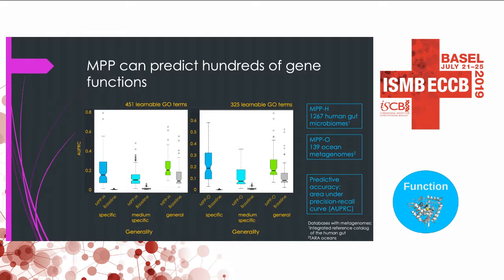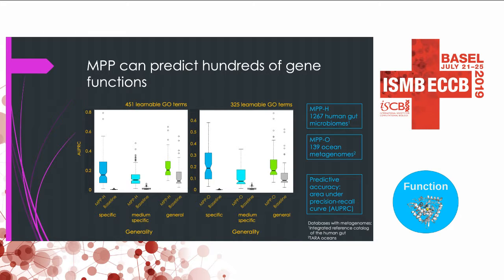So for the two MPPs, we first counted the number of learnable gene functions. By learnable, we mean that a function is predicted at least once by MPP at the precision threshold of 50%. So in total, there are around 450 learnable GO functions in the case of MPP-H, and around 320 in the case of MPP-O. We also measured predictive accuracy for each GO function.